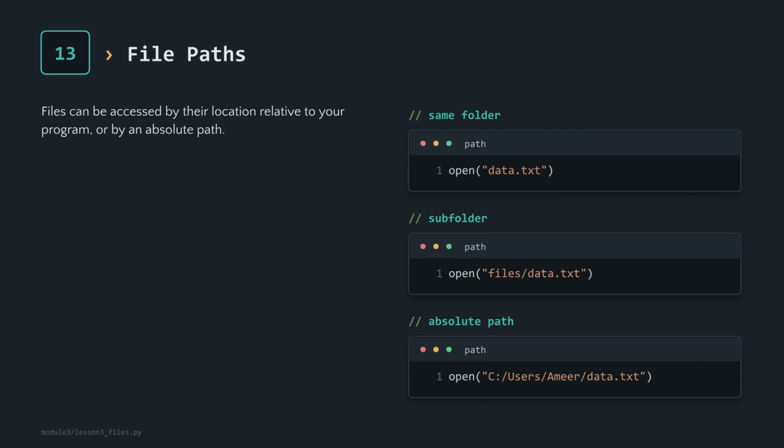A relative path is written relative to where your program is running, so just data.txt looks in the same folder, and file/data.txt dips into a subfolder. An absolute path, like the full C: path on the bottom, spells out the exact location from the very root of the drive. Both work. You just pick what fits.